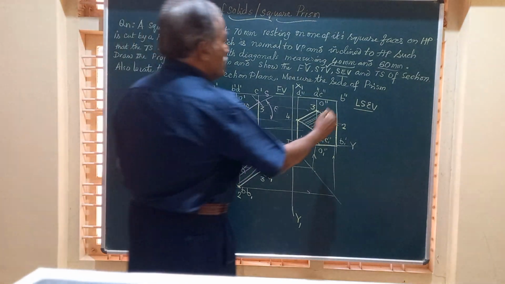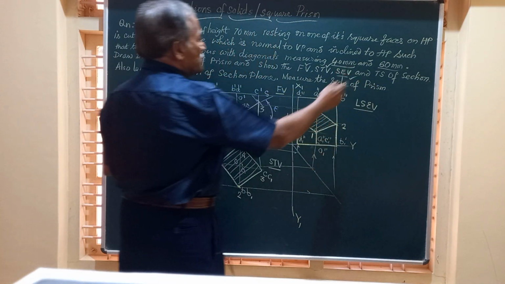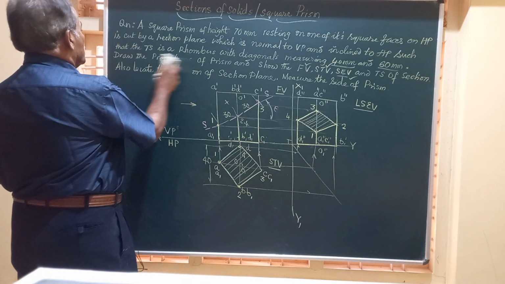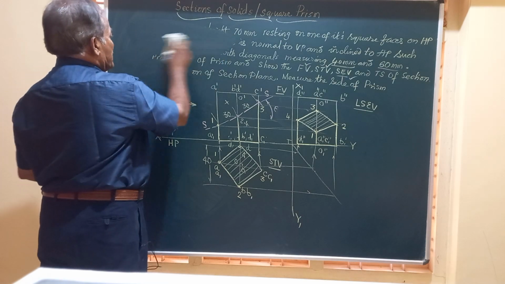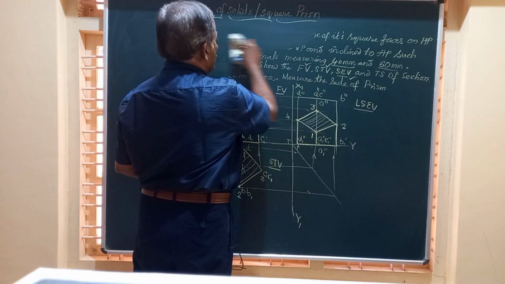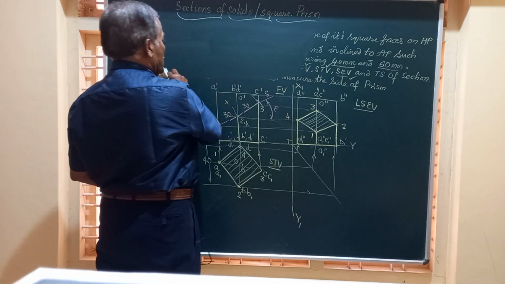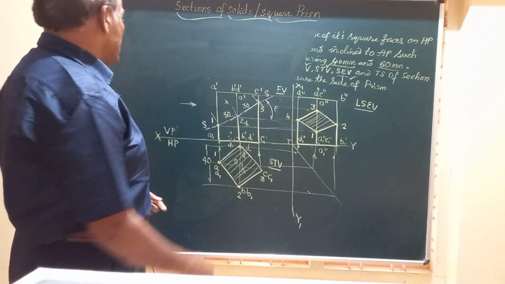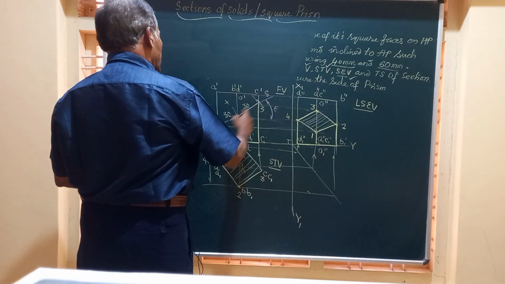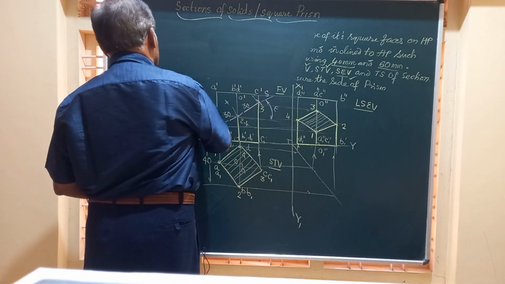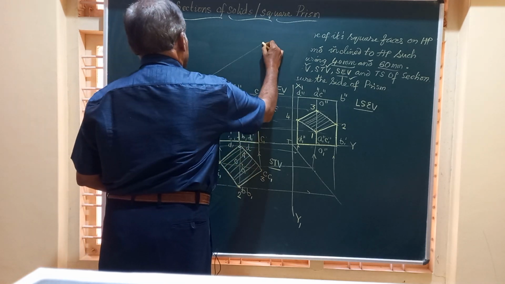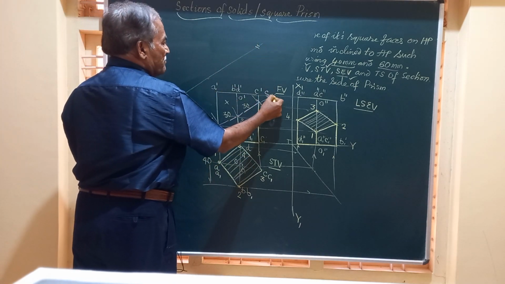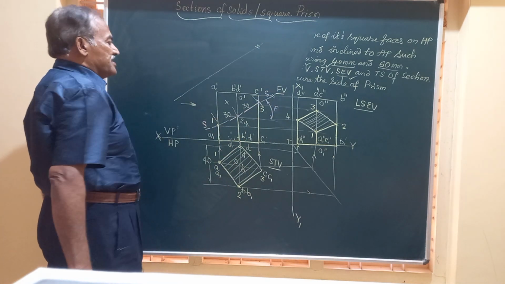So friends, this is over, and he is asking us to show the true shape of section. Okay, how to show the true shape of this section? We know very well it has to be a rhombus to the given dimension, 40 by 60. Friends, what we do, we draw a line parallel to SS anywhere outside this figure. So this is the line I have drawn. This line is parallel to this section plane and at any convenient distance.